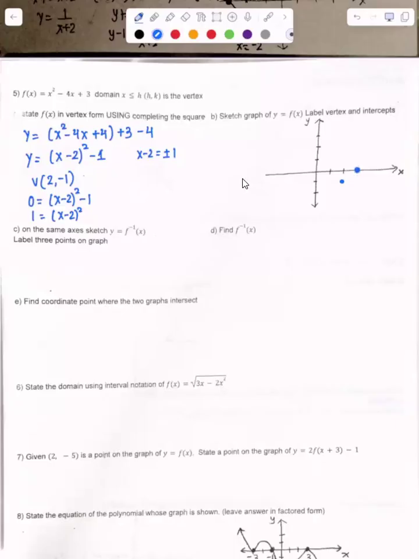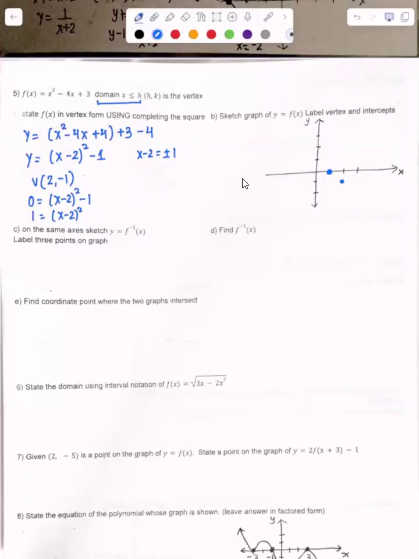So 3 comma 0 we have, oh, but we shouldn't plot it yet because the domain is for all x less than or equal to h. So our graph only lives to the left of the x coordinate of the vertex, which was at 2. So we can't plot the 3, but negative 1 plus 2 is 1. It's at 1.